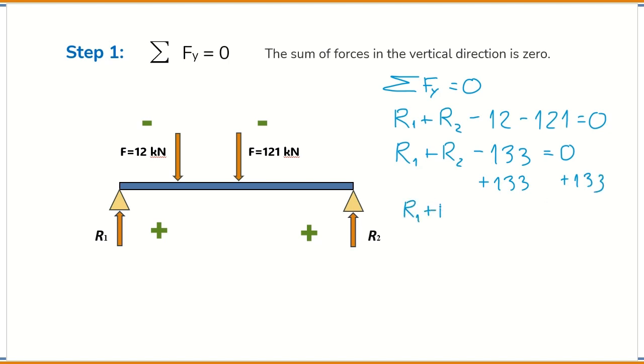R1 plus R2 minus 133 plus 133 is 0, equal 133. And we will keep this equation for later.